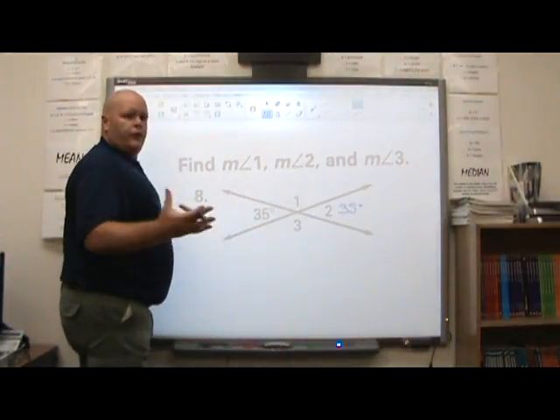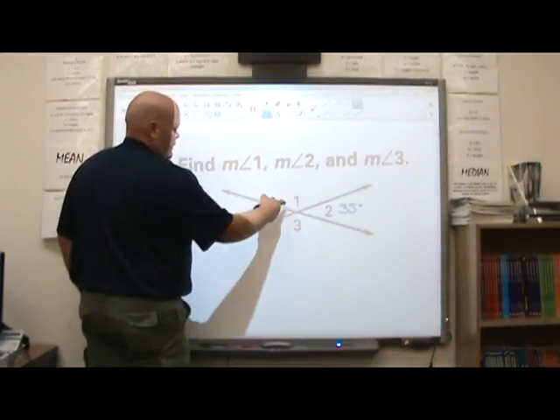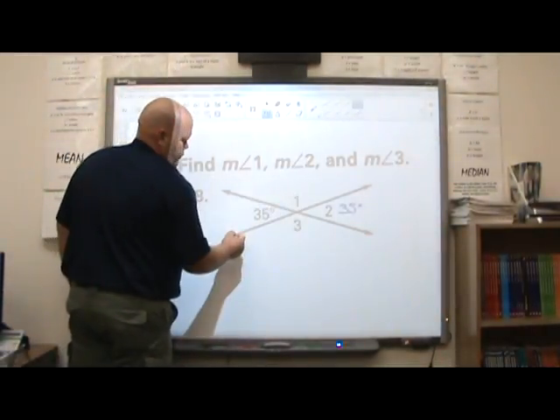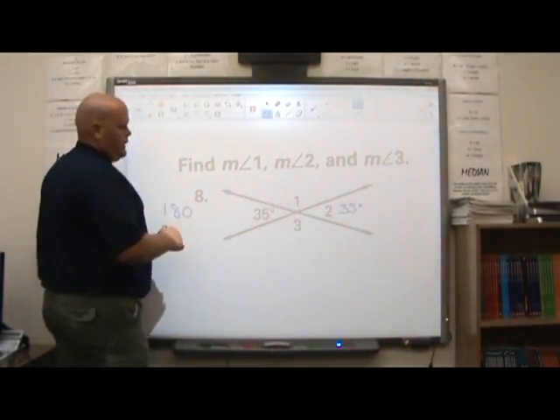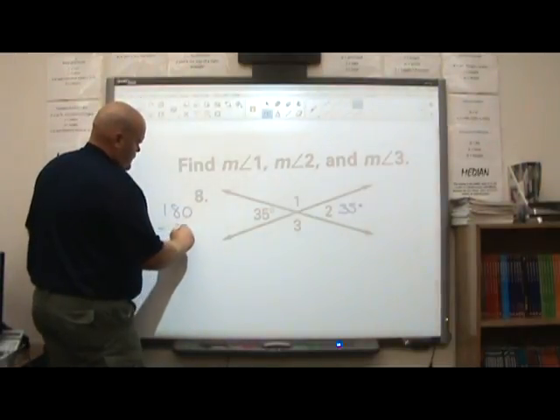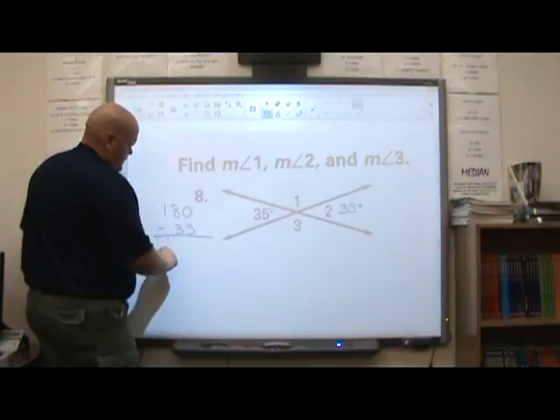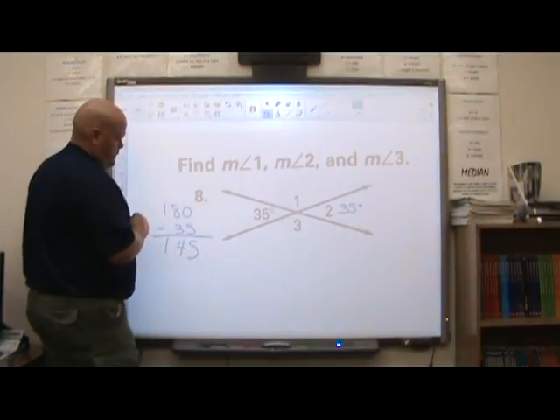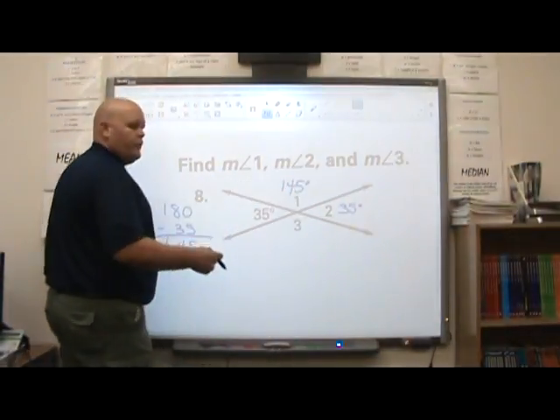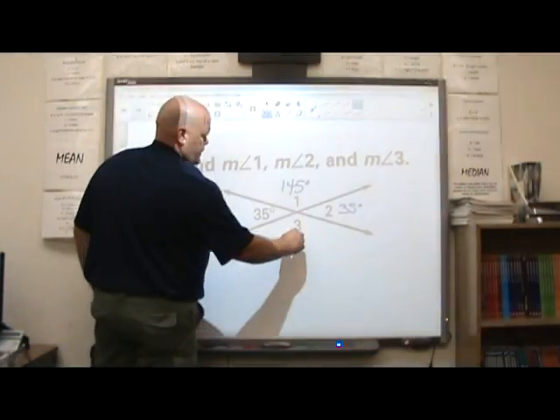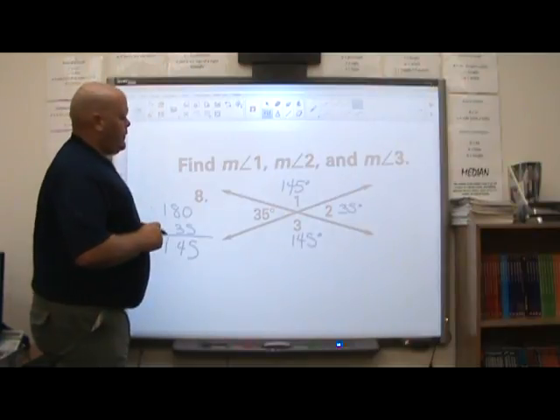Now, based on what we know about linear pairs, supplementary angles, the measure of angle 1. I know that these two angles form a straight line. So I'm going to take this 180, which is the measure of a straight angle or straight line, and subtract 35 because this is the known angle. Subtract that, and I get 145 degrees. So that's the measure of angle 1. Now, based on what I know about vertical angles, that's also the measure of angle 3. So very quickly I was able to find the measure of both angles 1 and 3.